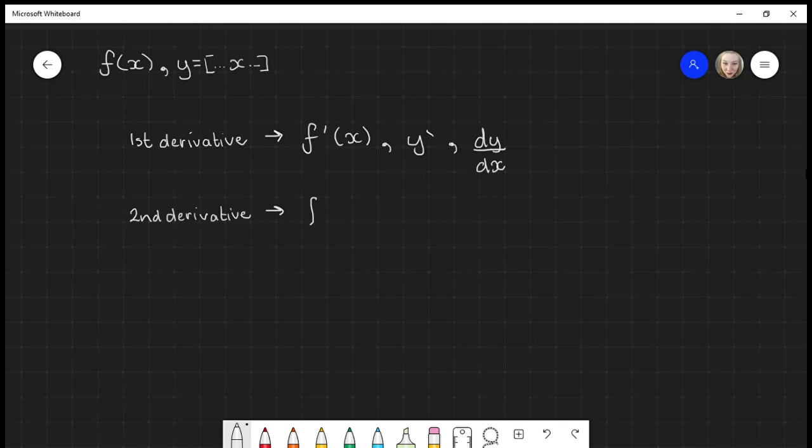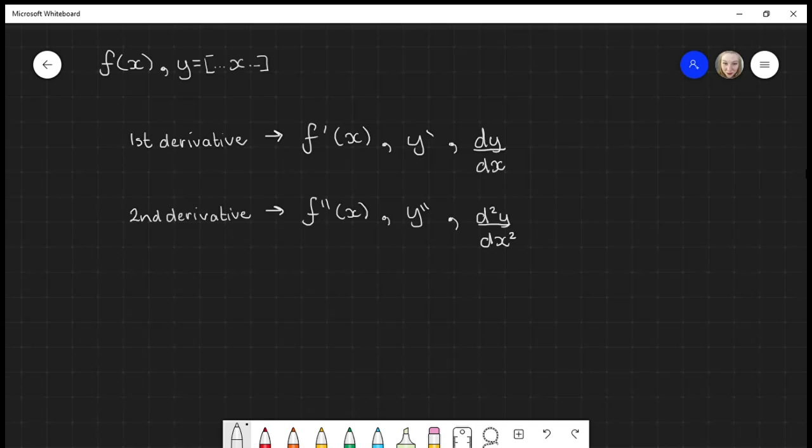And it's very similar when it comes to the second derivative. Instead of f dash, it'll be f double dash. Same with y dash, it'll be y double dash. And for the second derivative, it's d squared y over dx squared. That just denotes that you've differentiated with respect to x twice. That's why y isn't squared, but x is. It's because you've differentiated with respect to x.